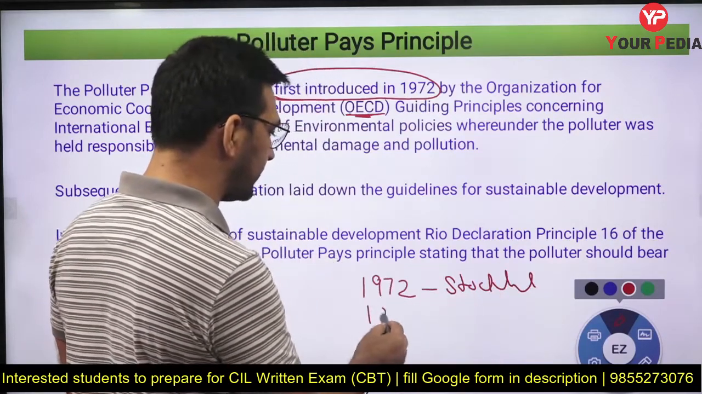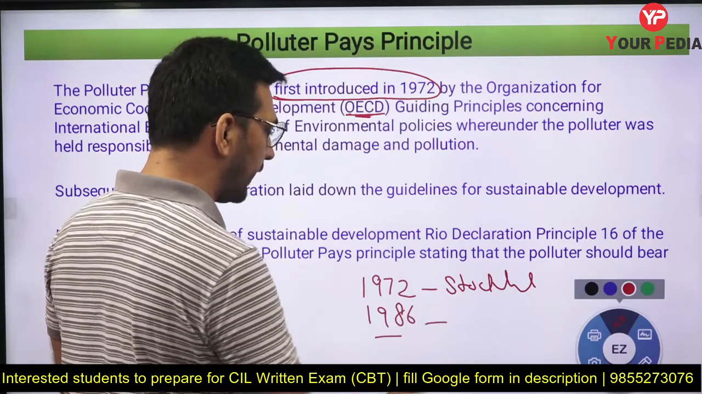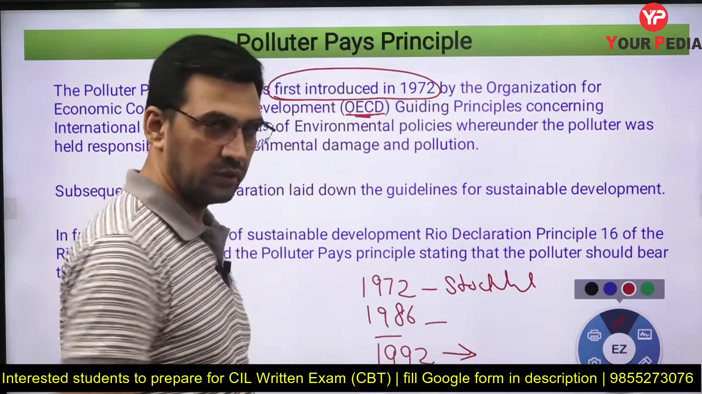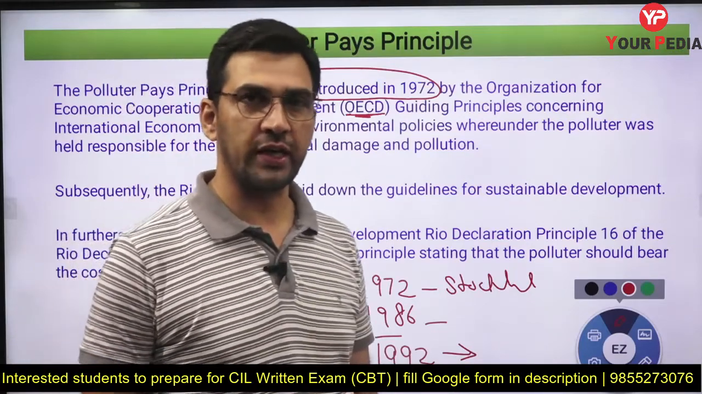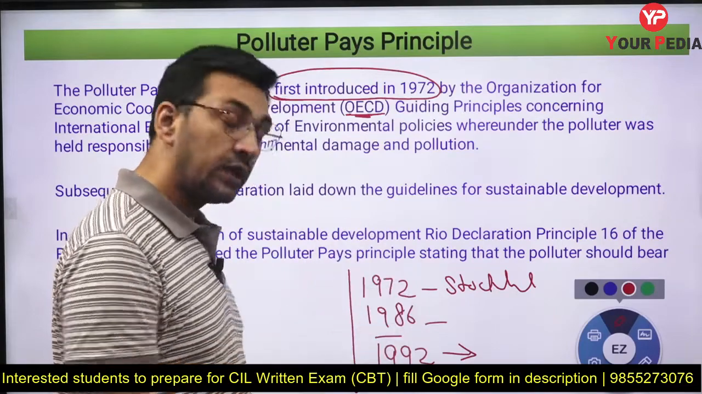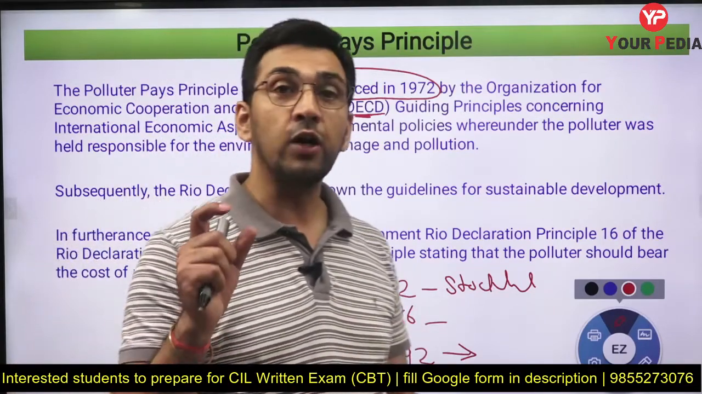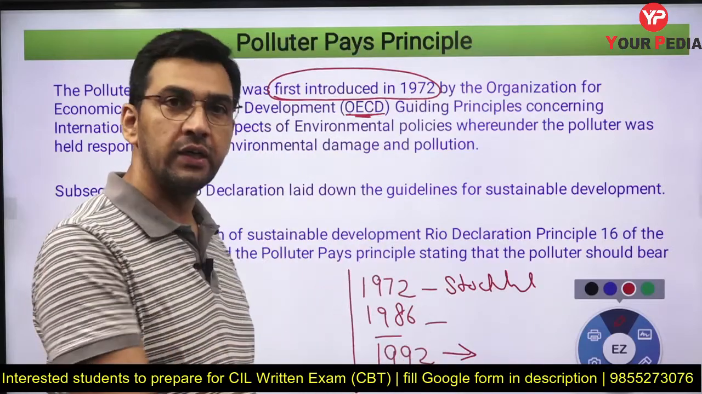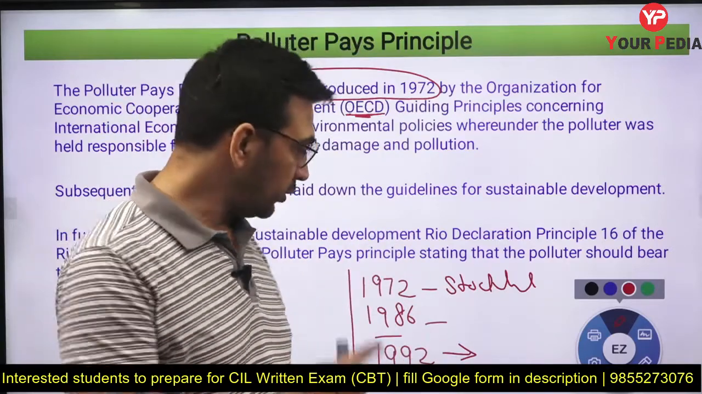And then in 1986 there was the Brundtland Commission, and then in 1992 we had a major environmental meet, basically organized by the United Nations. Basically all these meetings are things you study in relation to greenhouse gas emissions. In any case, you have to remember all that chronology. There you study about that.